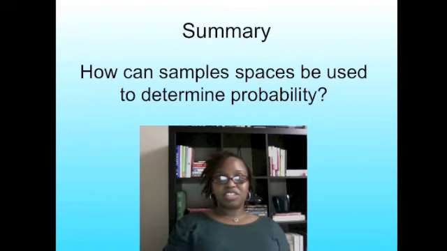All right, guys. Well, make sure you don't finish out tonight without doing your summary. Your summary asks, how can sample spaces be used to determine probability? Okay? So make sure that you answer that in complete sentences, at least 2 complete sentences, and come to class ready to work on sample spaces tomorrow.